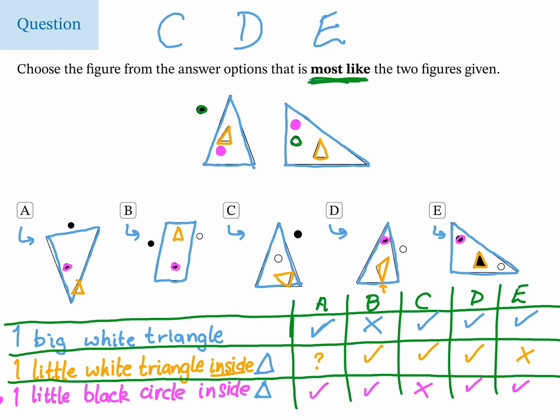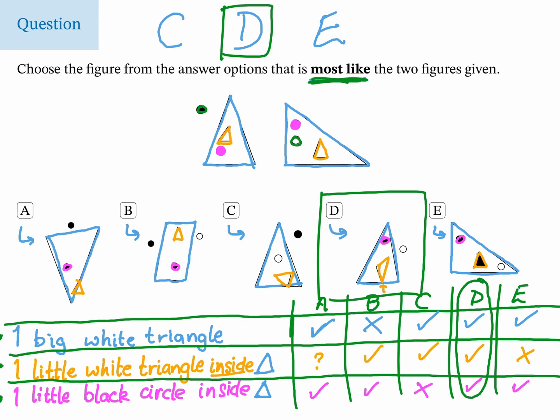So now that we've completed this table, we're simply looking for the shape that ideally has all of these properties that we listed. One big white triangle, one little white triangle inside the big white triangle, and one little black circle inside the big white triangle. And that looks like answer option D. So this is the one that we're looking for. And those of you that said D, well done. This was a really difficult question.